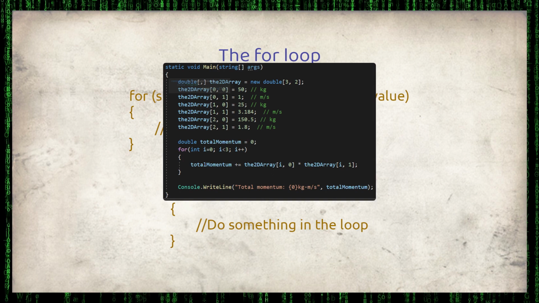Now let's say there were 10 million items. This loop will look the exact same. The only difference is here where it says where I is smaller than 3, that will change to 10 million. Okay, so it'll count through every single item in that array, add up all the individual momentums, and what we want is a grand total of all those momentums.